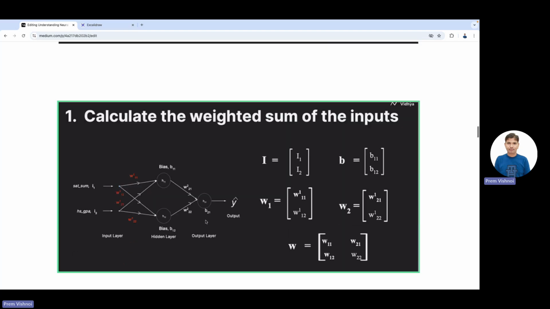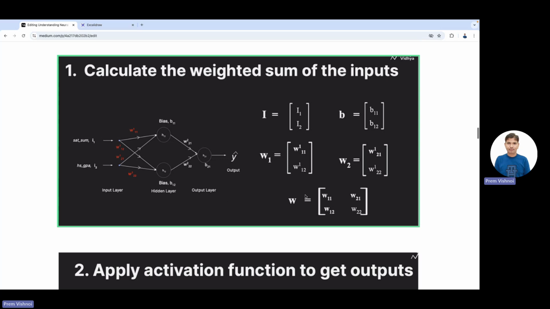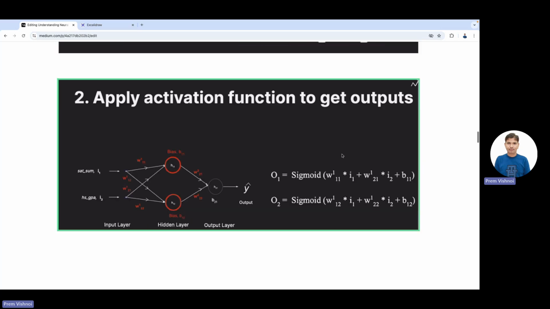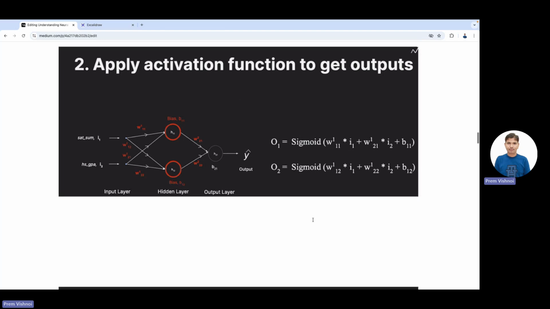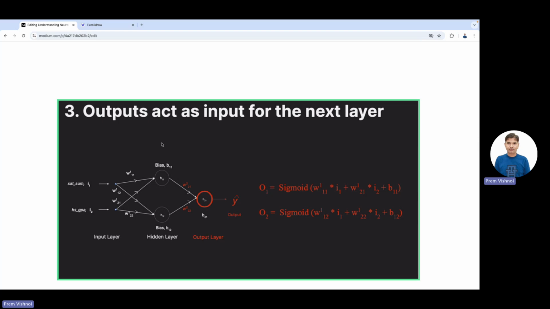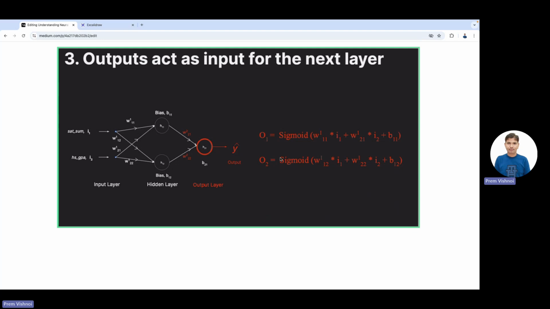So the total is 9 parameters, right? Calculate the weighted sum into the input, with B1, B2, and W1, W12, W21, and apply the activation function. Sigmoid function we are going to use. The output acts as the input of the next layer. Yeah, that's correct. This is input, and this is output to the next layer, right? Sigmoid O1 and sigmoid O2. O2 is the output layer, right?